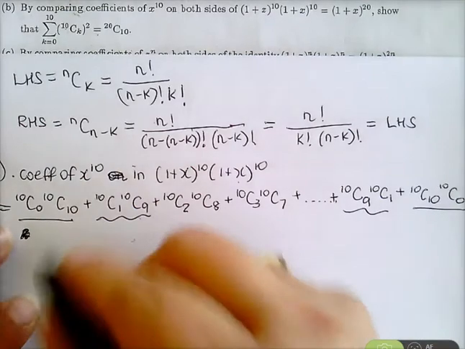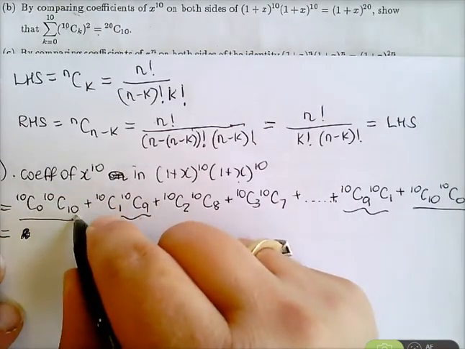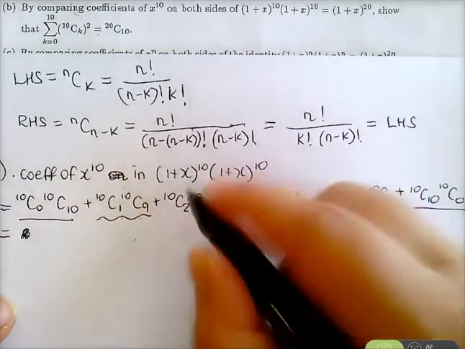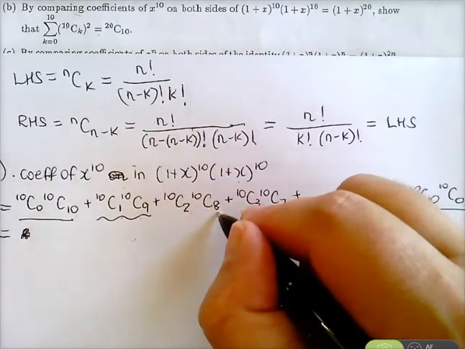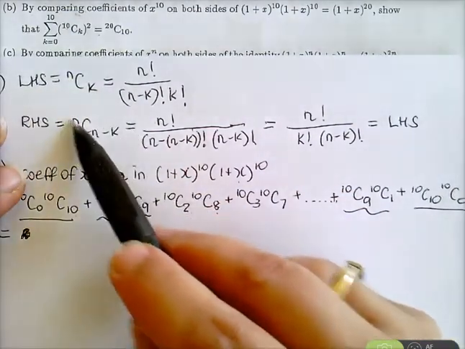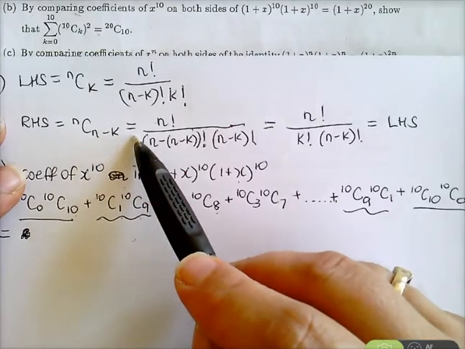So if I start, 10C0 equals 10C10. 10C1 equals 10C9. 10C2 equals 10C8. Do you remember that? Why do you think in part 1 they said prove that nCk equals nC(n minus k)?